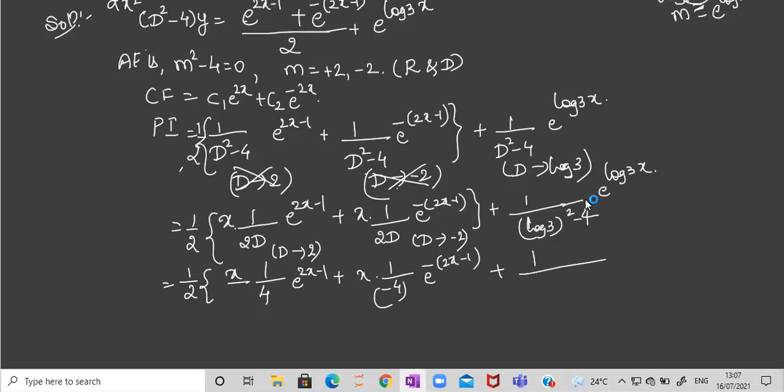Now don't take any trouble in calculating this value. Keep it as it is. Don't apply anything. Now actually e raised to log 3x can be written back as 3 raised to x, no problem, because already you have applied the procedure.